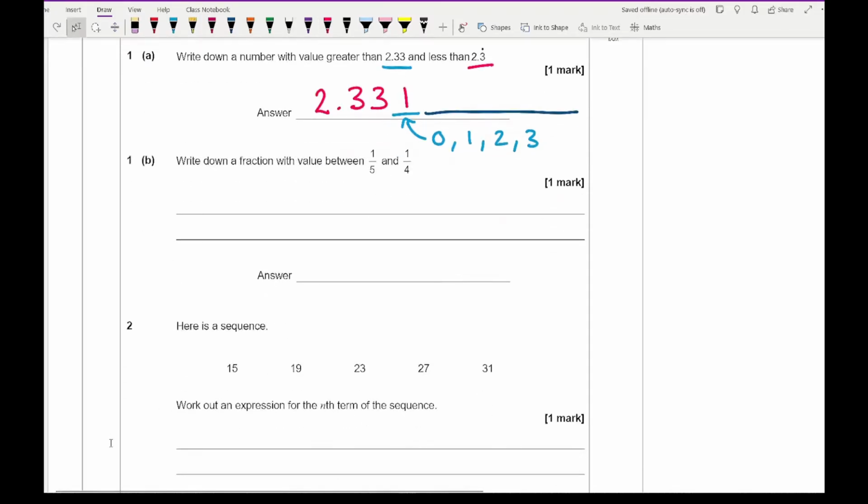For B, it says write down a fraction with a value between 1/5 and 1/4. Well, 1/5 is 0.2, 1/4 is 0.25. So if you pick a number between 20 and 25, let's go for 22, and I write that over 100, and I can simplify that fraction so it's 11 over 50. Like I said, there are so many different answers you could have. I know it's a non-calculator paper, but if you type your fraction into the calculator and press equals, as long as it's a number between 0.20 and 0.25, you'll be fine for your final answer.